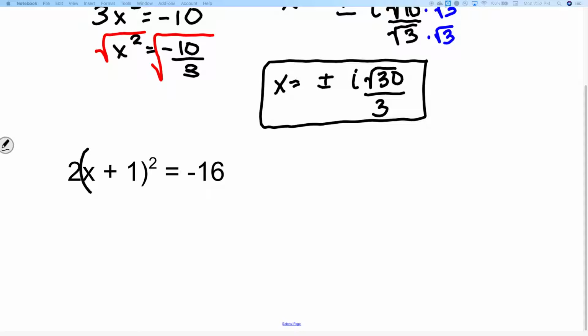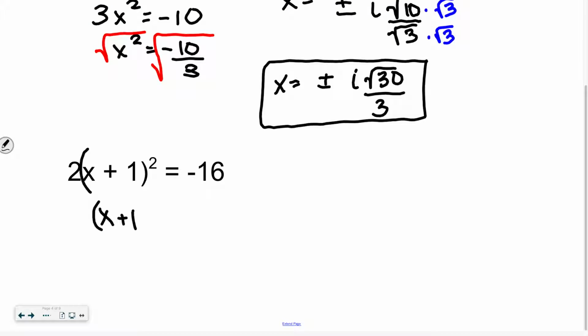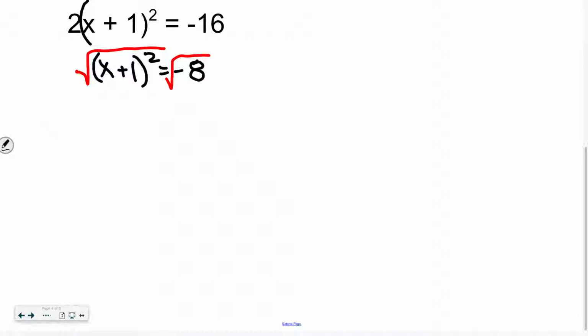What'd you guys do first? Divided by 2. Divide by the 2. Good. So we get x plus 1 quantity squared equals -8. Then we're going to square root. We're not ready to subtract 1 because it's trapped in those parentheses. So I have x plus 1 equals plus or minus i square root of 8. 2i radical 2. Got to simplify your radical, right? And then the last thing would be subtract 1.